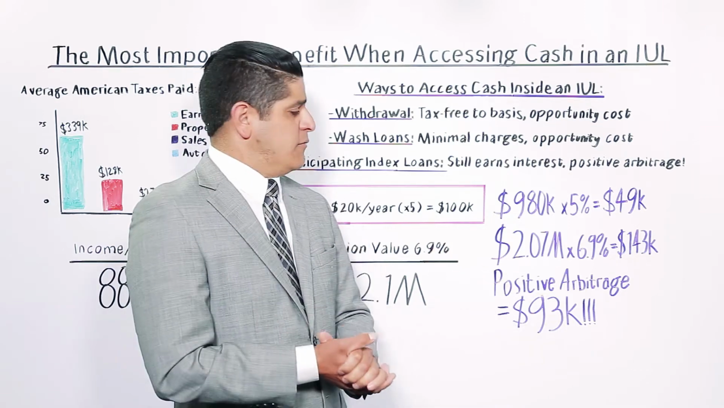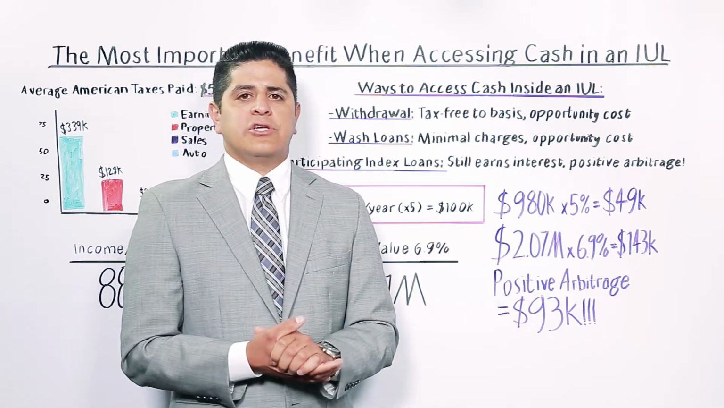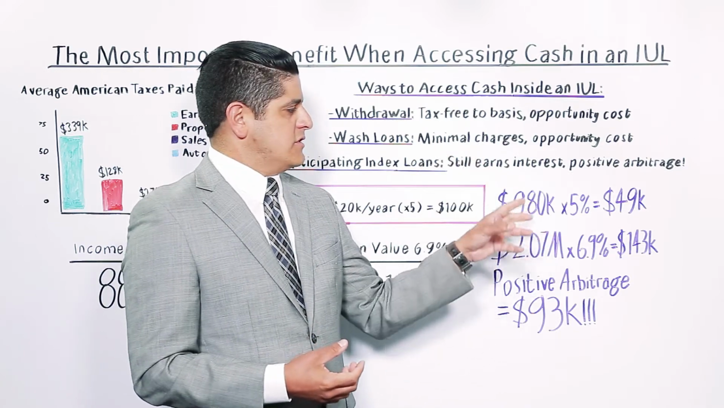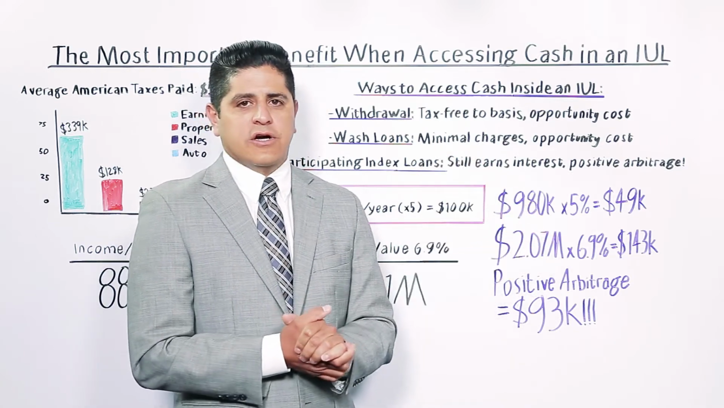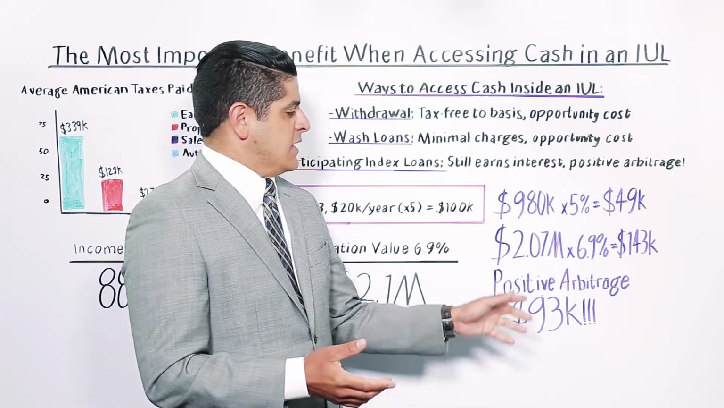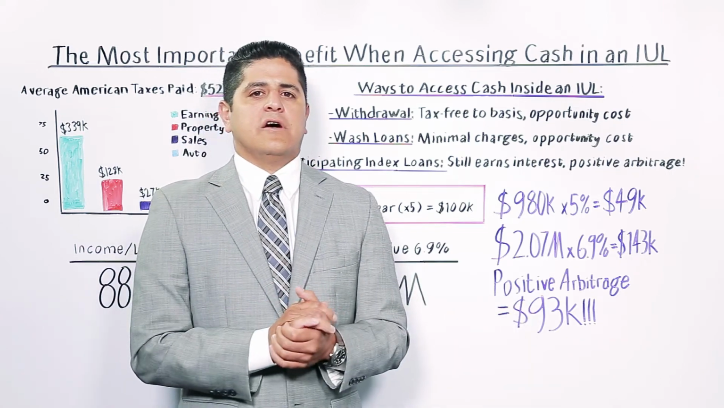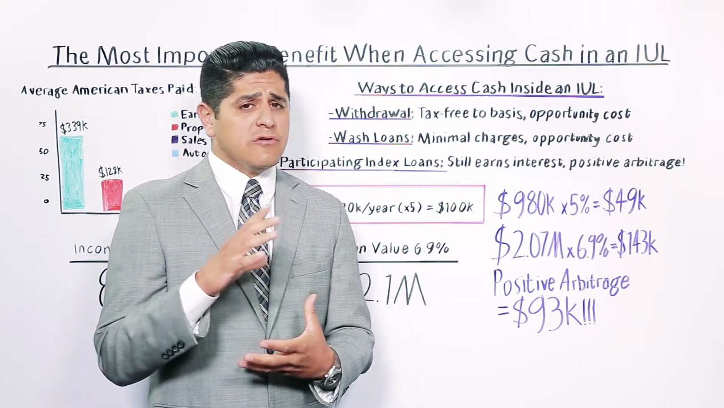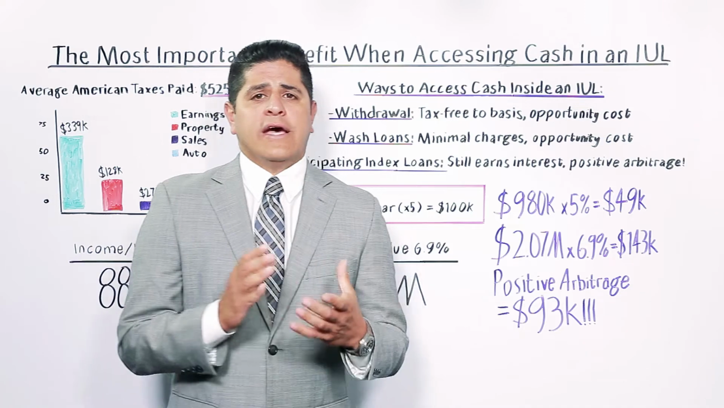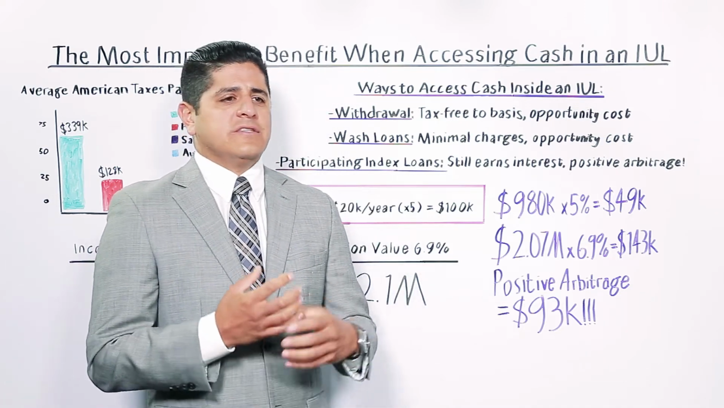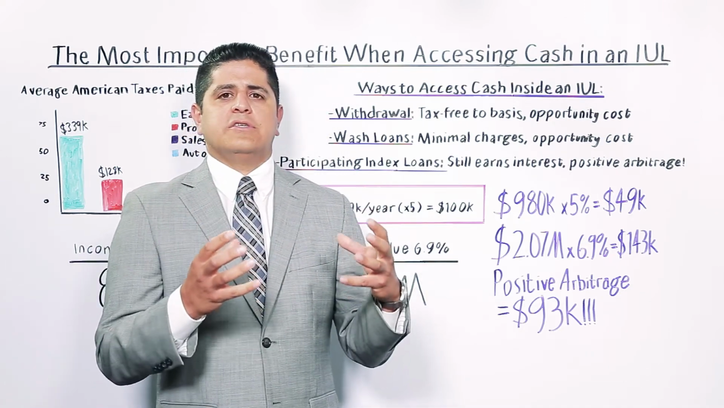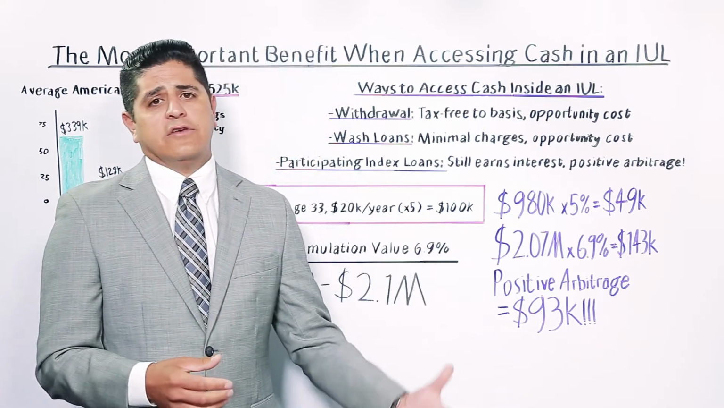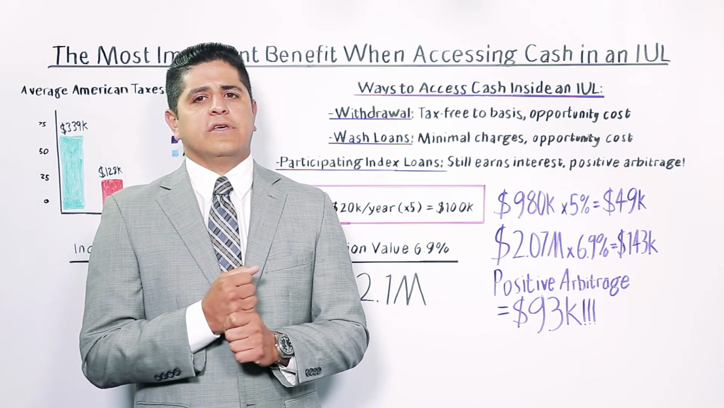So simple math, what we do to determine our positive arbitrage is we subtract the loan interest from the positive interest that year, and we earned a $93,000 positive arbitrage that year, a positive interest credit. So again, the most important benefit when accessing cash in the IUL is that your participating policy index loan is still earning that rate of return and your accumulation value is growing uninterrupted with compounding interest.